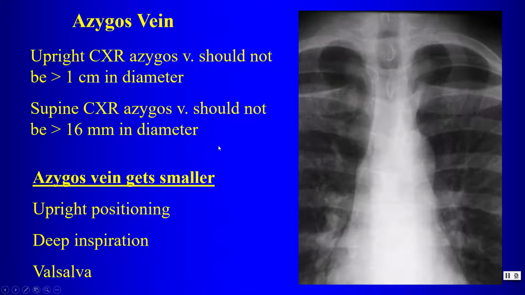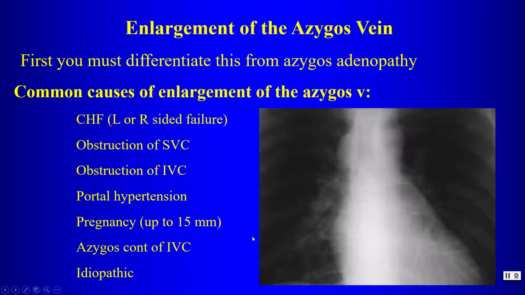The azygos vein gets smaller with upright positioning, deep inspiration, and Valsalva. Remember, with Valsalva, we are increasing intrathoracic pressure, and that will squeeze on the veins, so the veins will get smaller with Valsalva.